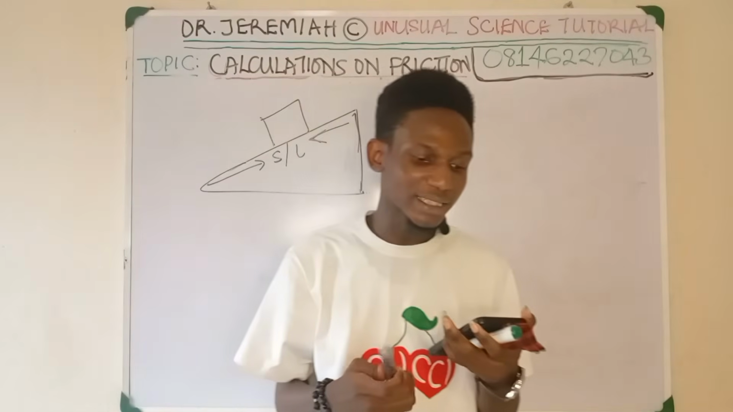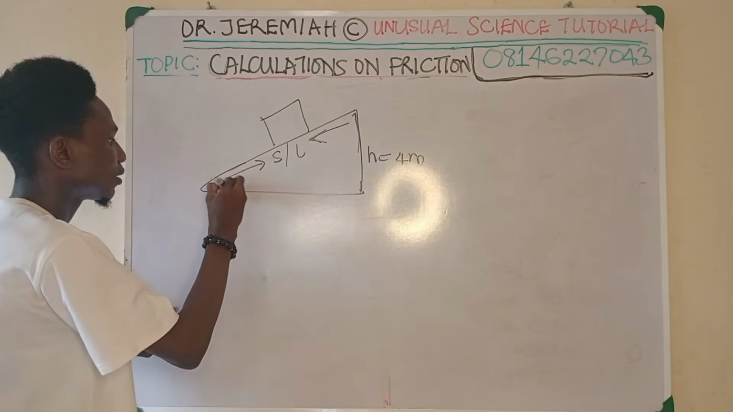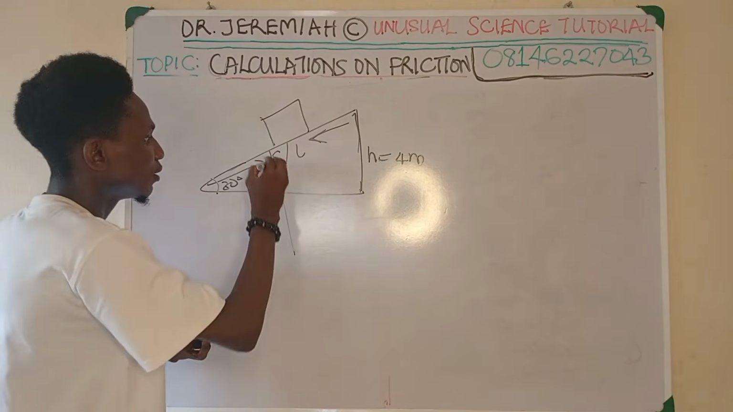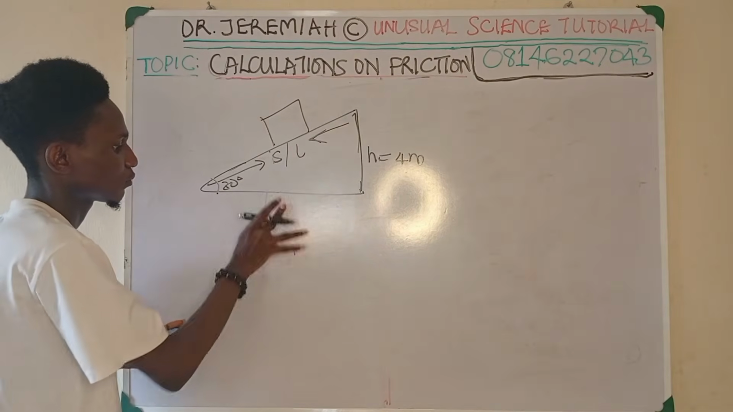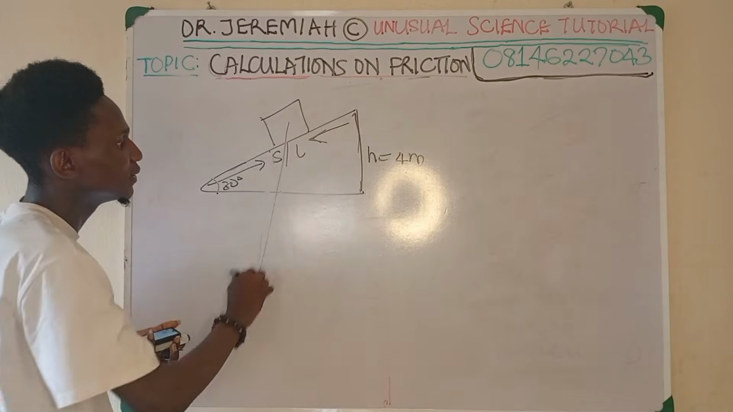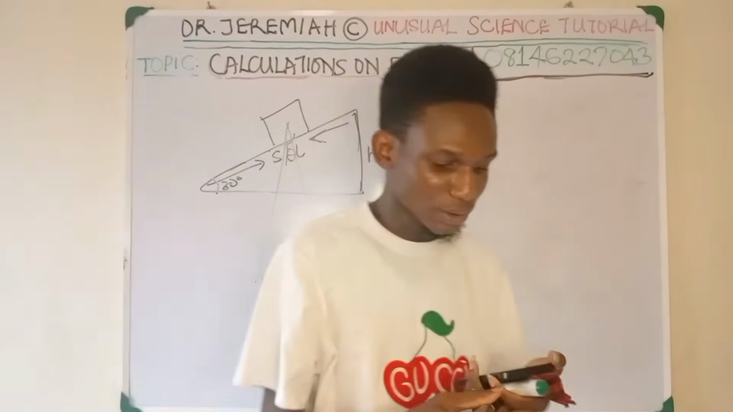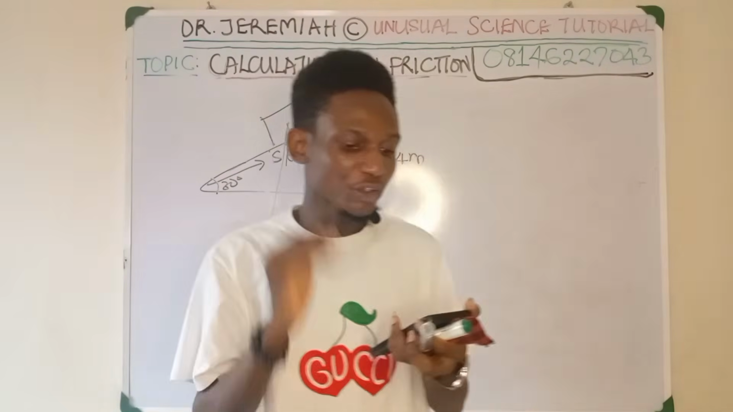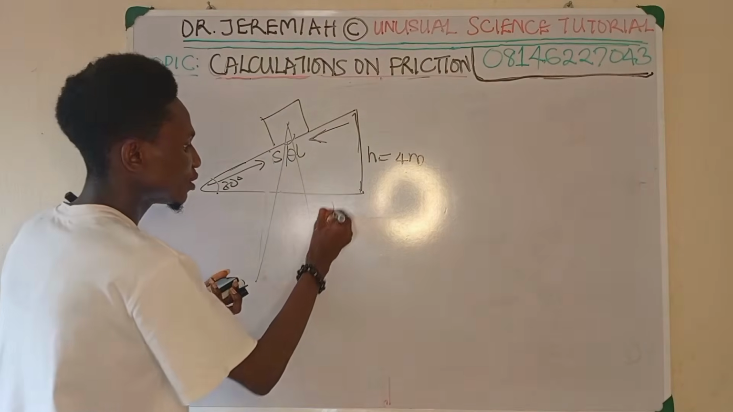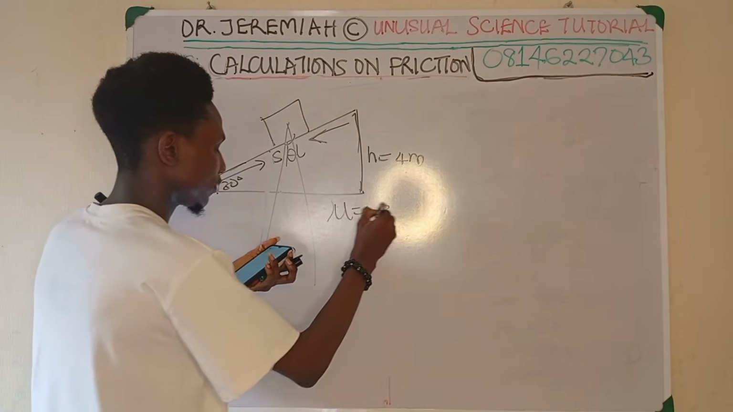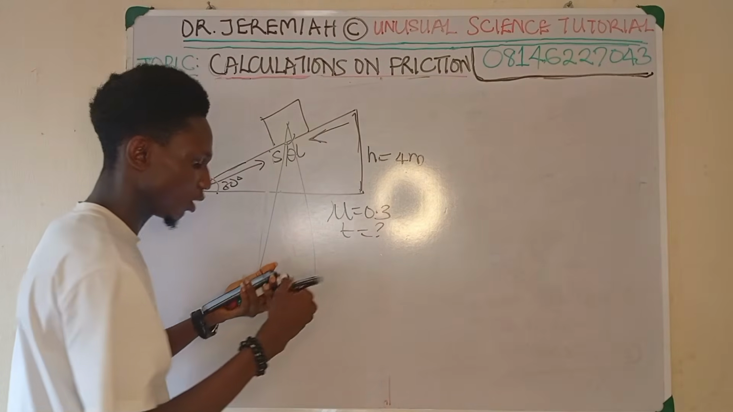Now it says a body is released from rest at the top of the plane, inclined at 30 degrees to the horizontal, and 4 meters high. If the coefficient of friction between the body and the plane is 0.3, calculate the time taken. So I'm looking for the time taken now.